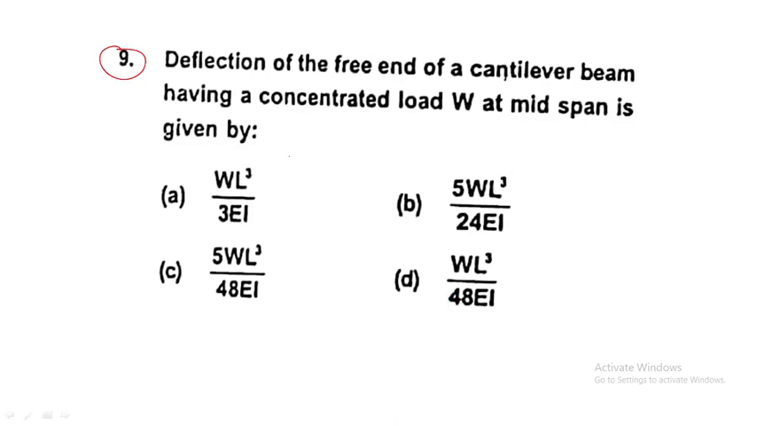Next question, question number 9. Deflection of the free end of a cantilever beam having a concentrated load W at the midspan is given by. W at the midspan, how can we do it? Actually we have done the cantilever beam with the point load at the free end, right? But they are asking at the center point, this is W. So this is L by 2 and this is L by 2. We can say this is A point, this is B point, and this is C point.